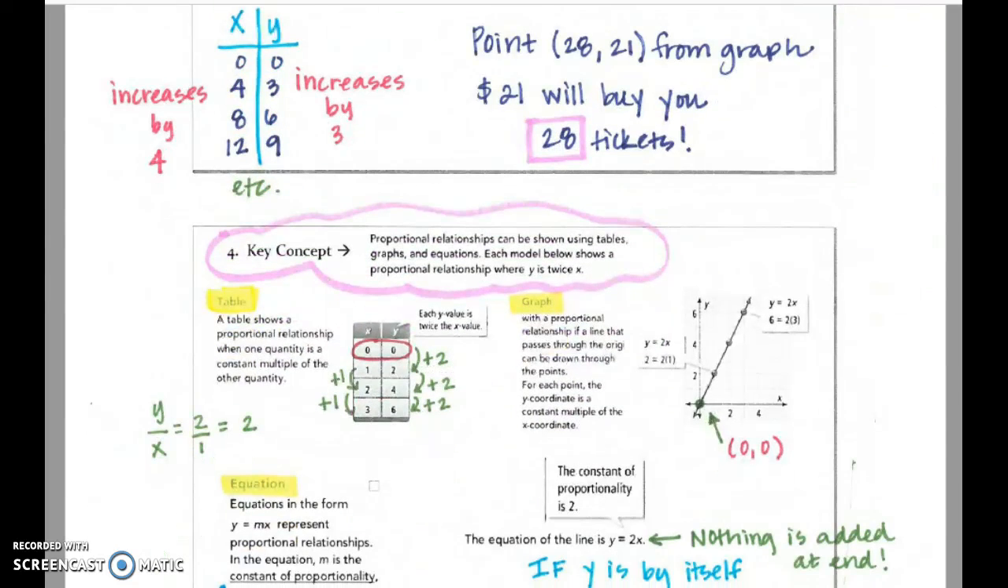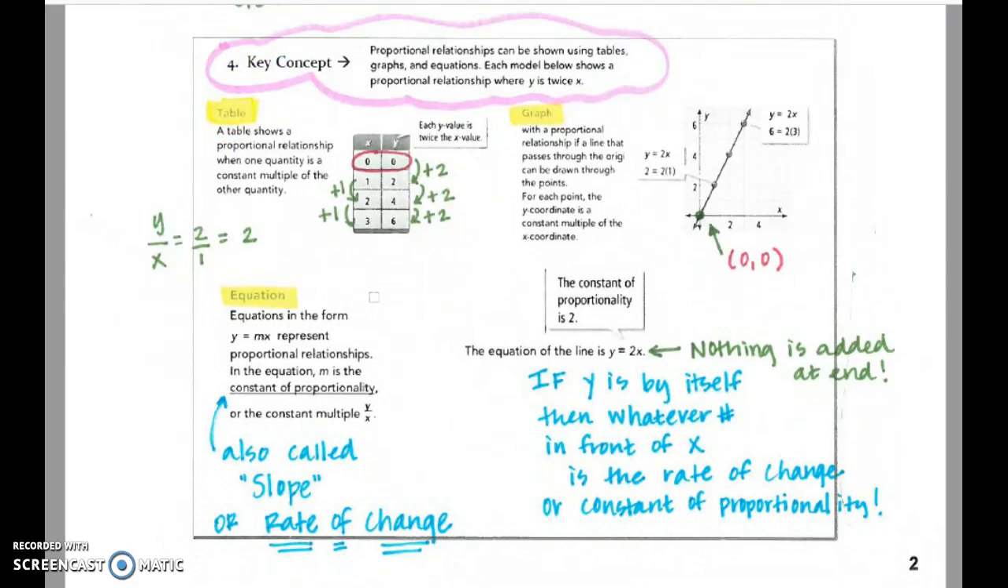Moving on to number 4, the key concept. Proportional relationships can be shown using tables, graphs, and equations. So if you look at this, I highlighted each one. The table starts at 0, 0. Doesn't matter that x's are increasing by 1 and y's are increasing by 2, as long as there's some sort of pattern there. The point is that it goes through 0, 0, so it's a proportional relationship.